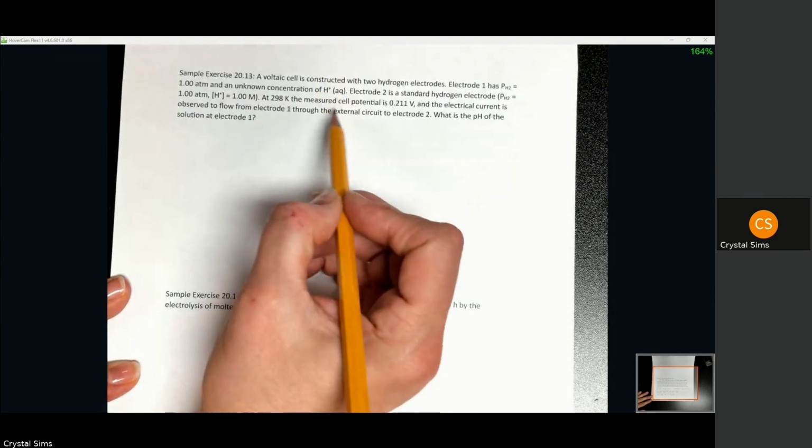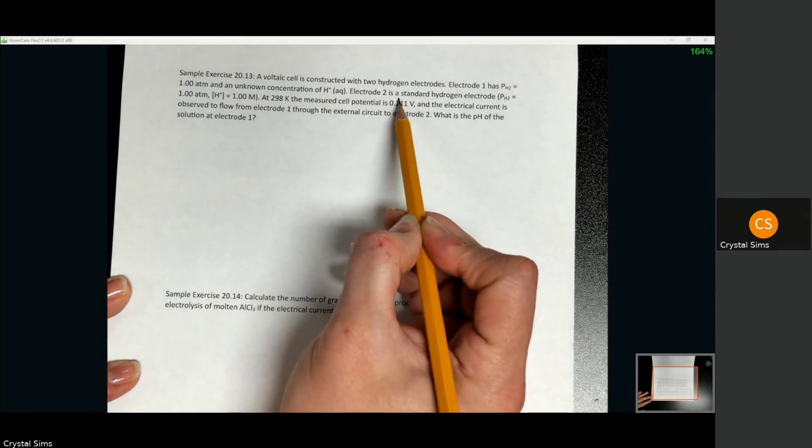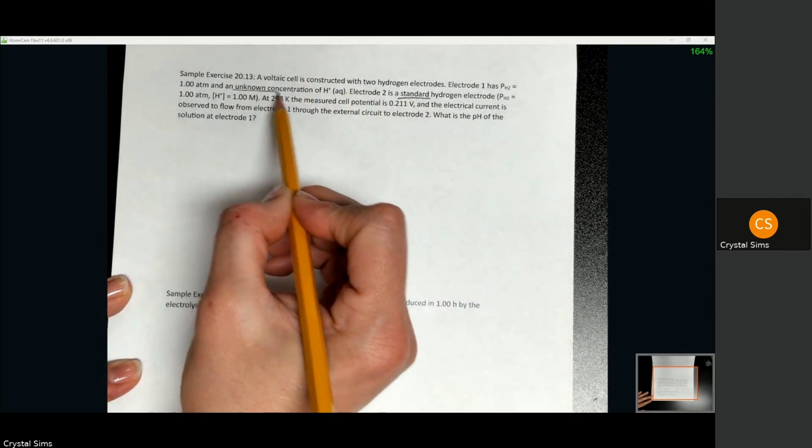So we're given the potential of a concentration cell. You say, what? I don't understand what that means. Well, we have a standard cell here, and then we have one that is unknown concentration. We don't know what the concentration of that one is. So we've got to do a little math here to figure out what is going to be the concentration of that cell, and from there we can determine pH.